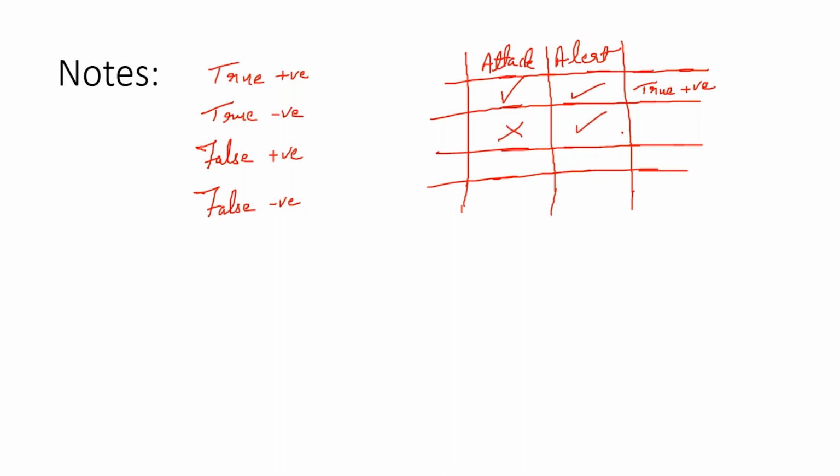The alert said there is an attack going on. The alert told us positive that there is an attack going on. But in reality, there was no attack. That makes it a false positive.